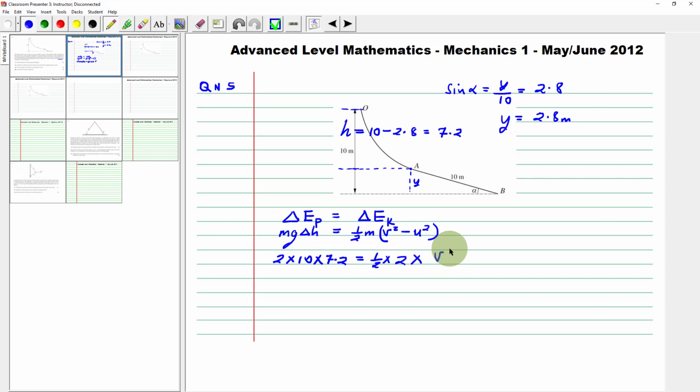So here we're going to get v squared minus 0 squared. Over here, I'm going to get 144 equal to v squared. And we can see that v will be the square root of 144, which gives us 12 meters per second. And that is how we would work out part 1. Let's look at part 2.